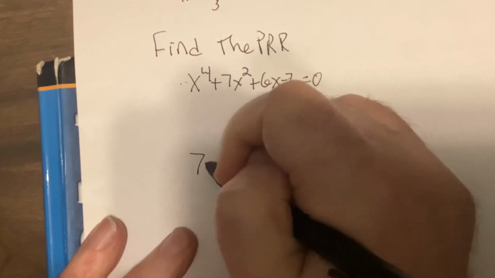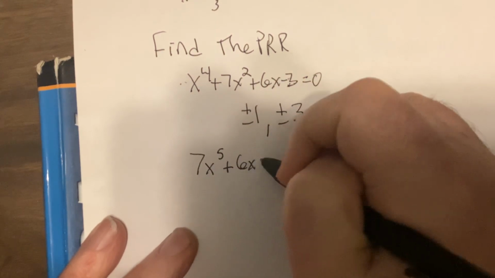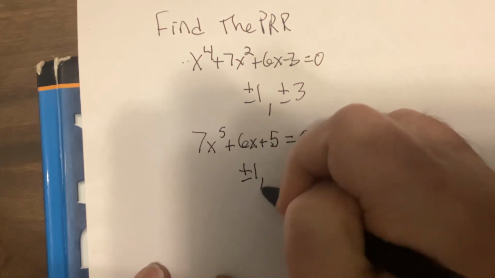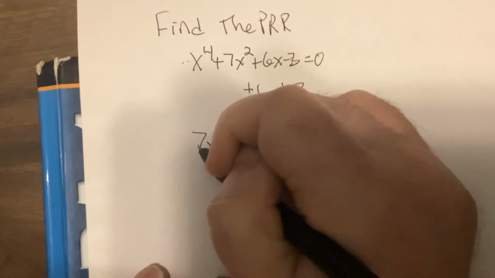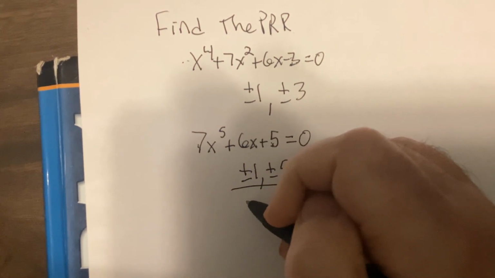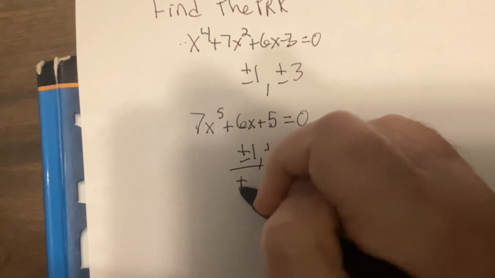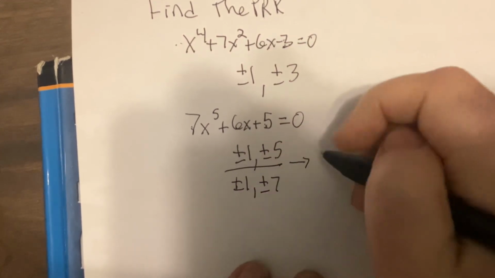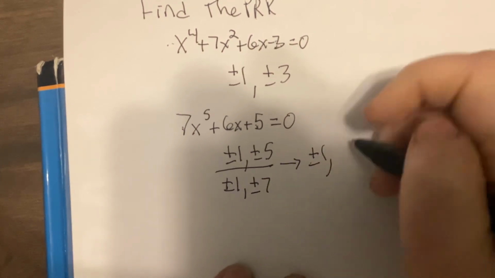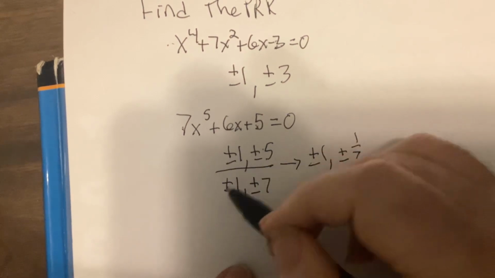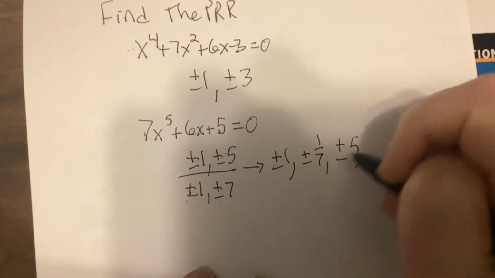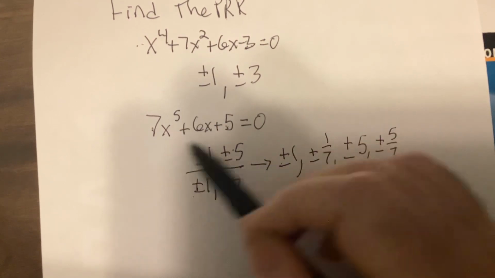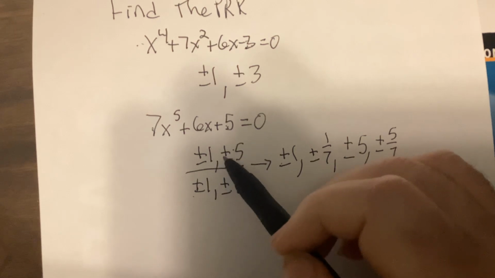So if I want to do this one, 7x to the 5th plus 6x plus 5, it'd be the factors of the last one, plus or minus 1, plus or minus 5, divided by the factors of the highest powered term coefficient. So it'd be plus or minus 1, plus or minus 7. Those are the only possible factors. So it'd be 1 divided by 1, plus or minus 1. 1 divided by 7, so plus or minus 1/7. Plus or minus 5 divided by 1. And plus or minus 5 divided by 7. So we've gone from an infinite number of choices to 8.